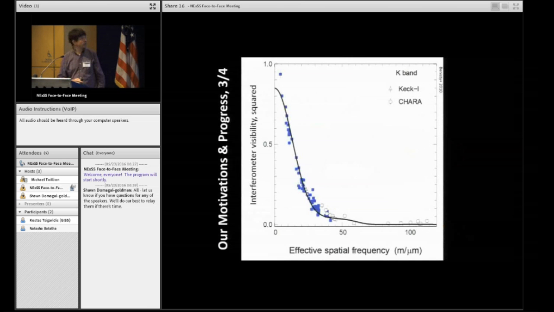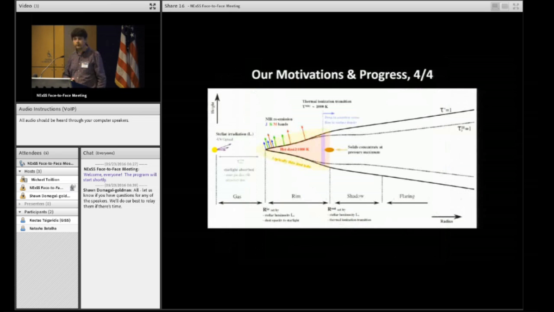Okay, we're testing the models against observational constraints like this one, where an infrared interferometer was used to measure the size of that sublimation ring around one particular star by Miriam Benisti and company. And here's a cartoon summary of Mario's modeling results.